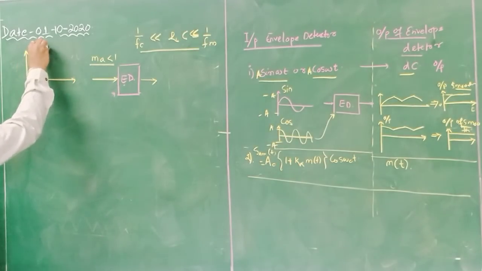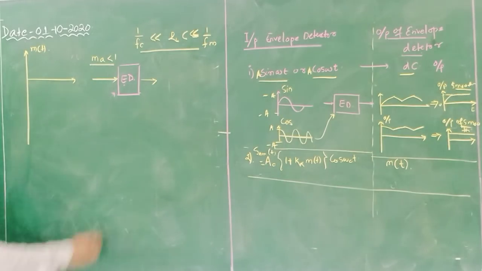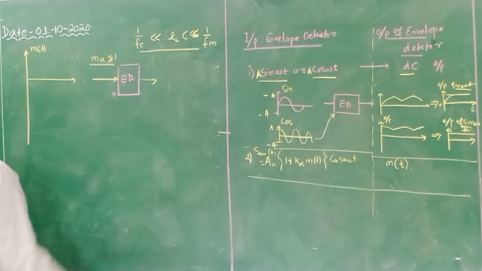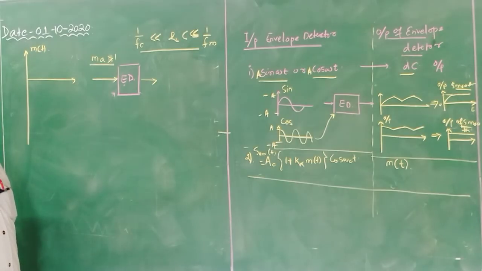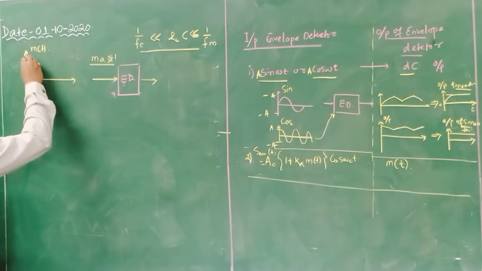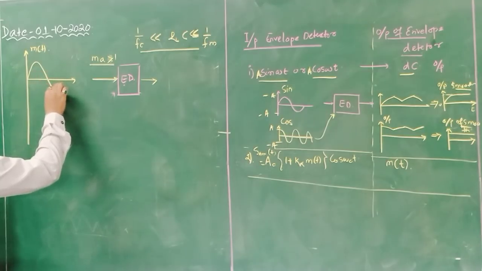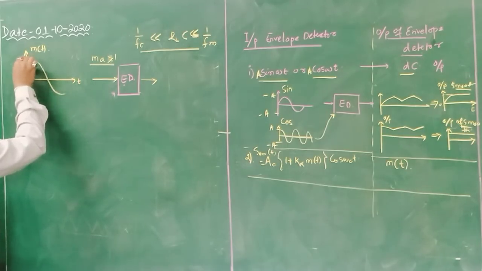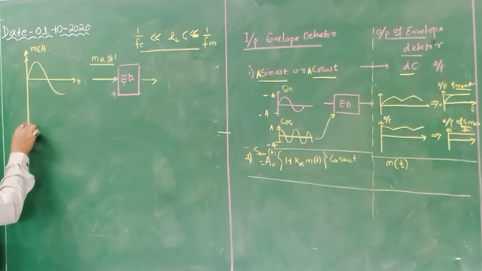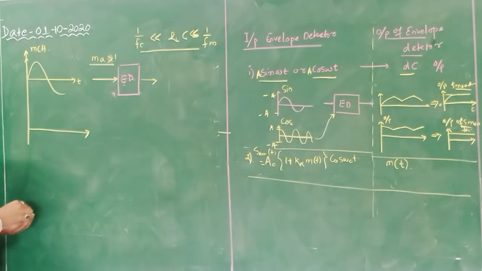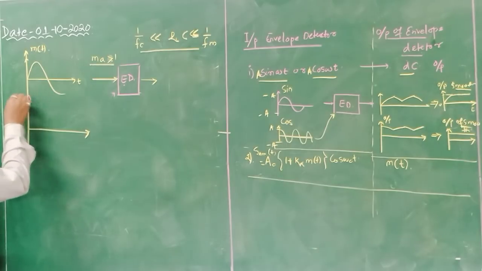Now this is M of. Here, if MA is greater than 1, it means the magnitude of the modulating signal is high with respect to the carrier component. So let us consider this is the modulating signal, and for this my modulated signal S suffix AM of t.